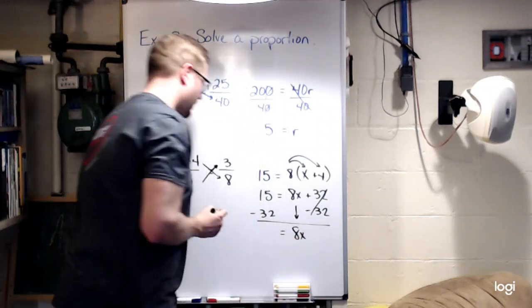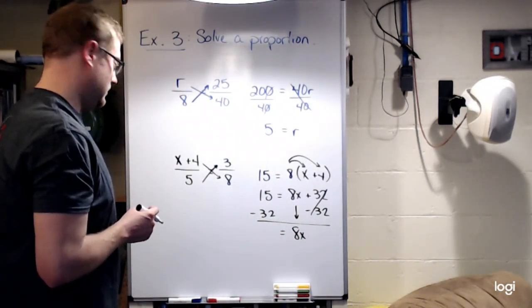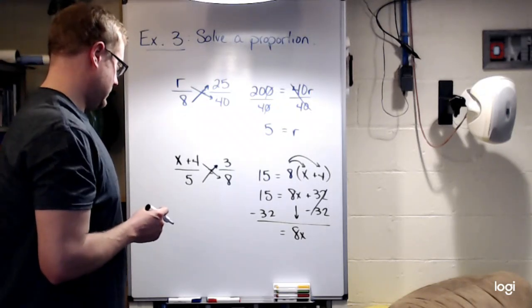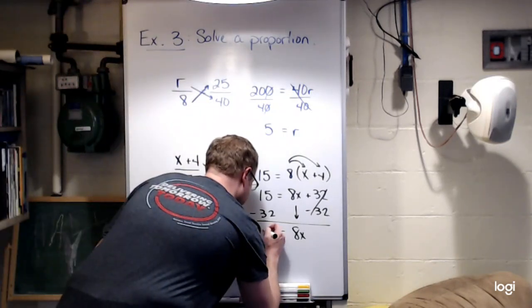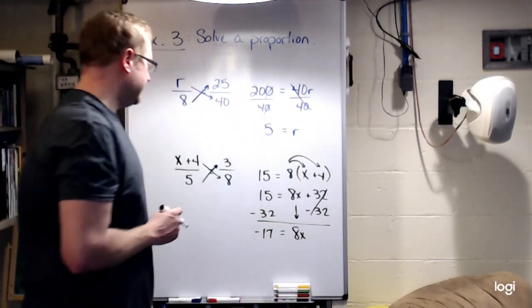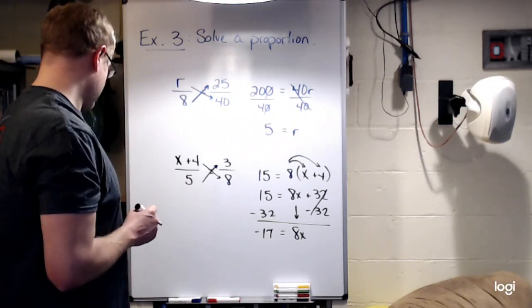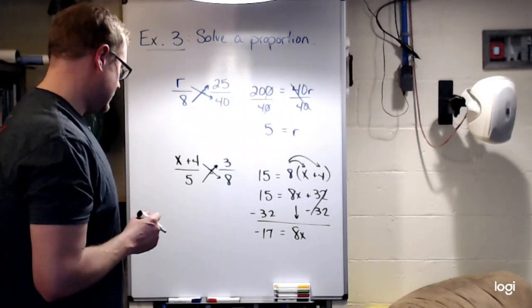Equals, and what is that? 15 minus 32, is that 17? 15 minus 32, yeah, that's negative 17, sorry. This one's going to give you a funky fraction. That's okay. I just want to make sure I did that right. Yeah, I did it right. That's just a weird fraction.